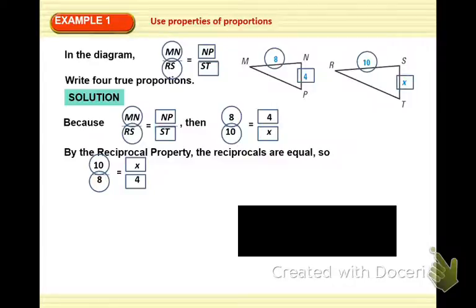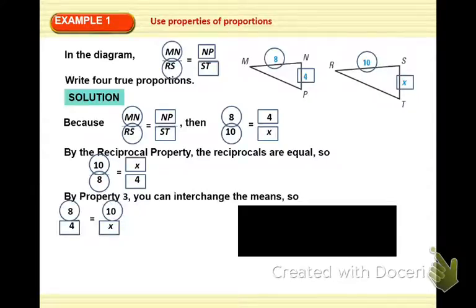Another thing you can do is interchange the means. So we take our original statement, and we interchange the 10 and the 4. Those can be interchanged, because when you cross multiply, you're going to be multiplying them by themselves anyway, right? So we interchange the 4 and 10. Likewise, we can interchange the x and the 8 and leave the other numbers in the same place. If they didn't do that, that would be the 4th, okay?